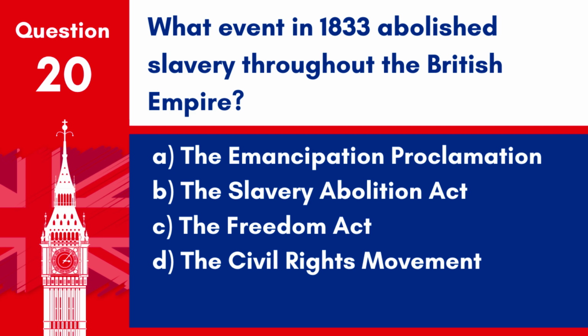Question 20. What event in 1833 abolished slavery throughout the British Empire? A. The Emancipation Proclamation. B. The Slavery Abolition Act. C. The Freedom Act. D. The Civil Rights Movement. Answer: B. The Slavery Abolition Act. The Slavery Abolition Act in 1833 abolished slavery throughout the British Empire.